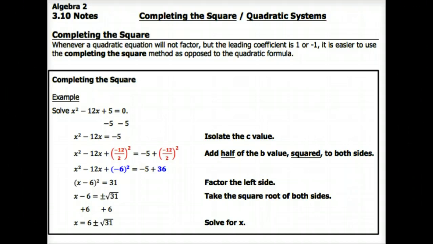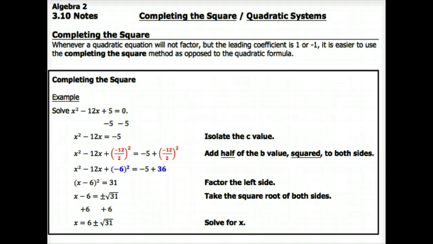So for the first part, again, completing the square, this is a method, like I said, we did last year. And this method is best used whenever you have a quadratic equation that has an a value of 1, but that will not factor. Okay, so whenever your a value is 1 or negative 1, but the equation won't factor, you can use completing the square. I have an example here in the box that's outlined for you step by step how this process works.